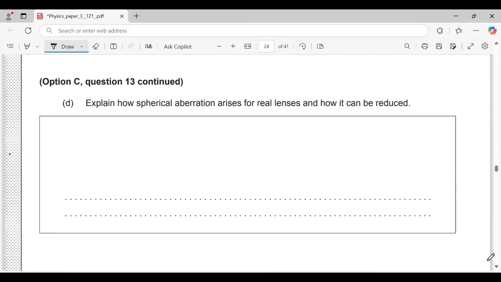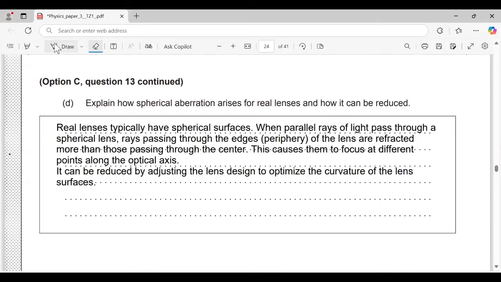Explain how spherical aberration arises for real lenses and how it can be reduced. I have also provided my brief explanation about this question. Okay. This is my explanation. Okay, students, I think we can move to the next question.